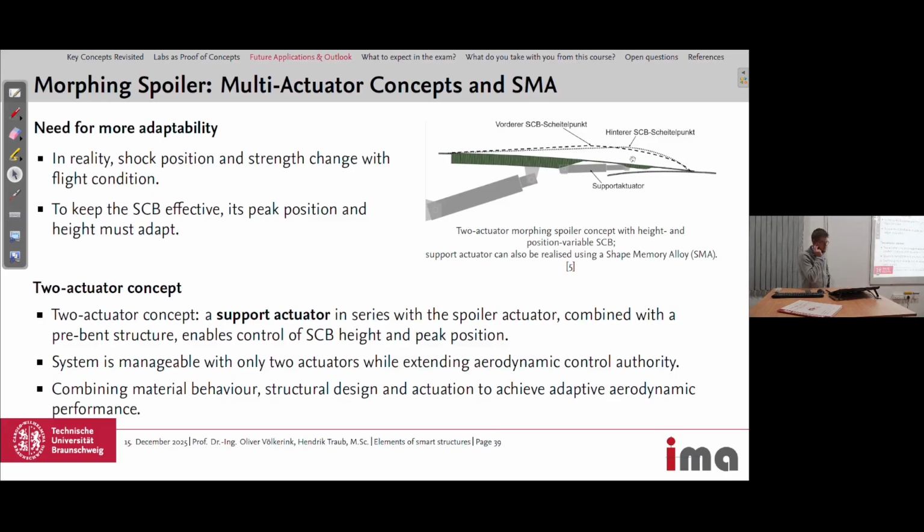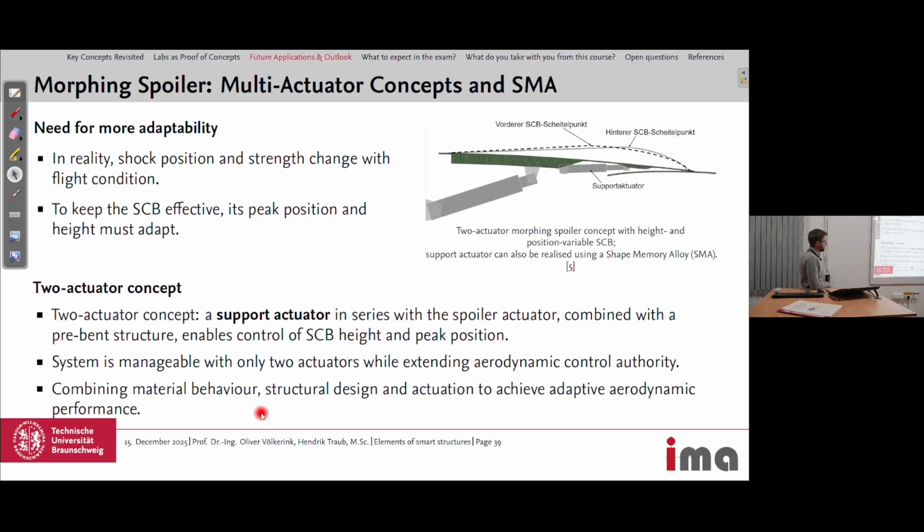And they also investigated a second concept, a two-actuator concept with a support actuator, because they found out that it is also necessary to control the position of the highest point of the bump. Therefore there's a support actuator which has an influence on the pre-bending of this surface, and therefore you can move around the highest point of this shock control bump.